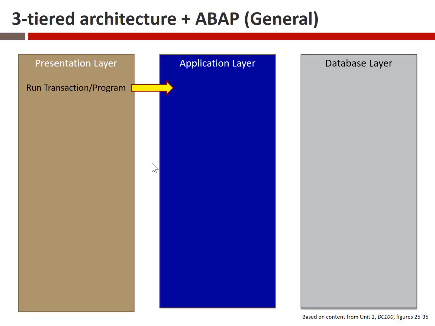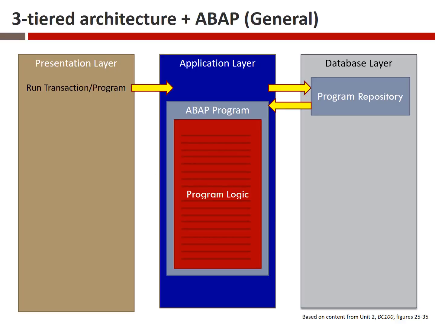So the application layer will take that information and go out to the database layer and retrieve that program from what's called the program repository. The program repository stores the object code associated with a particular transaction. It's not exactly the same process, but in other languages that you have developed programs in, for sure you have compiled a program. Well, the executable code for an ABAP program is found in that program repository.